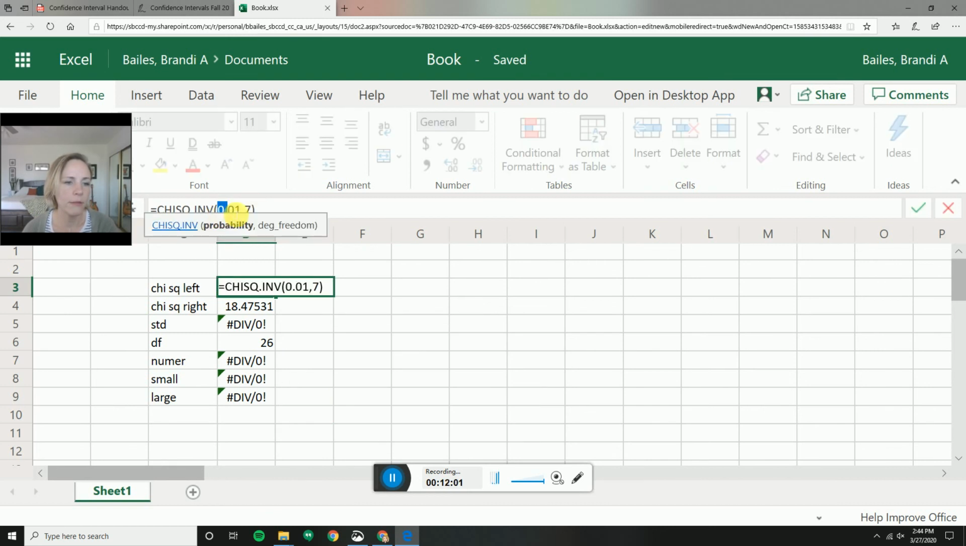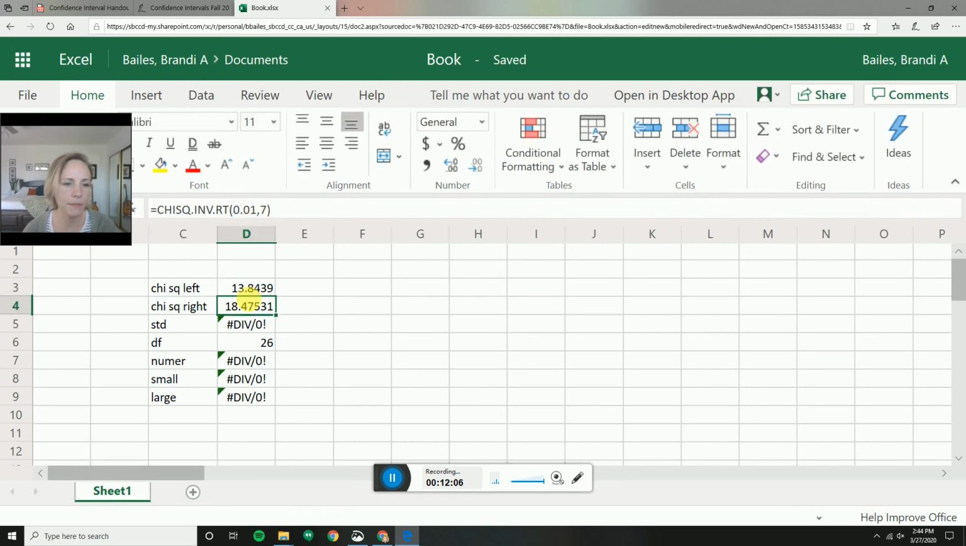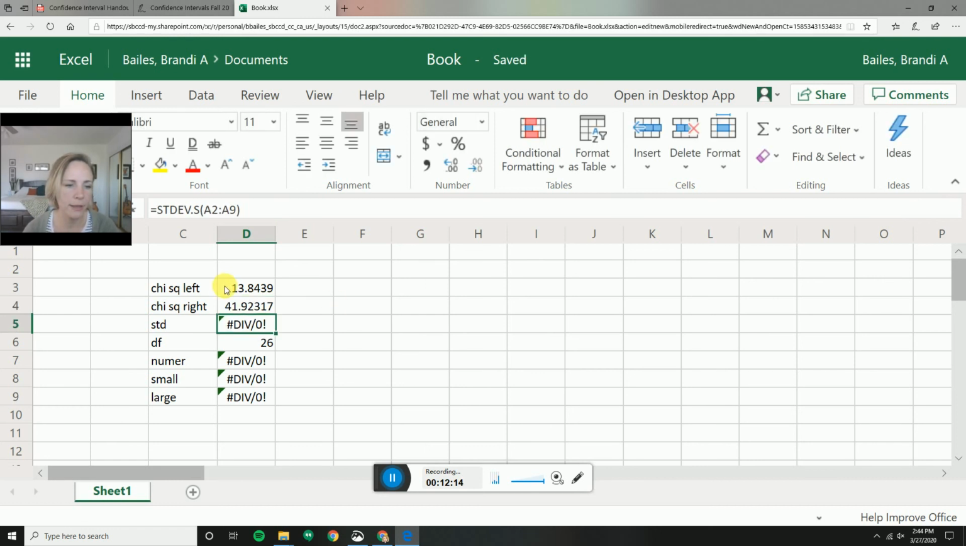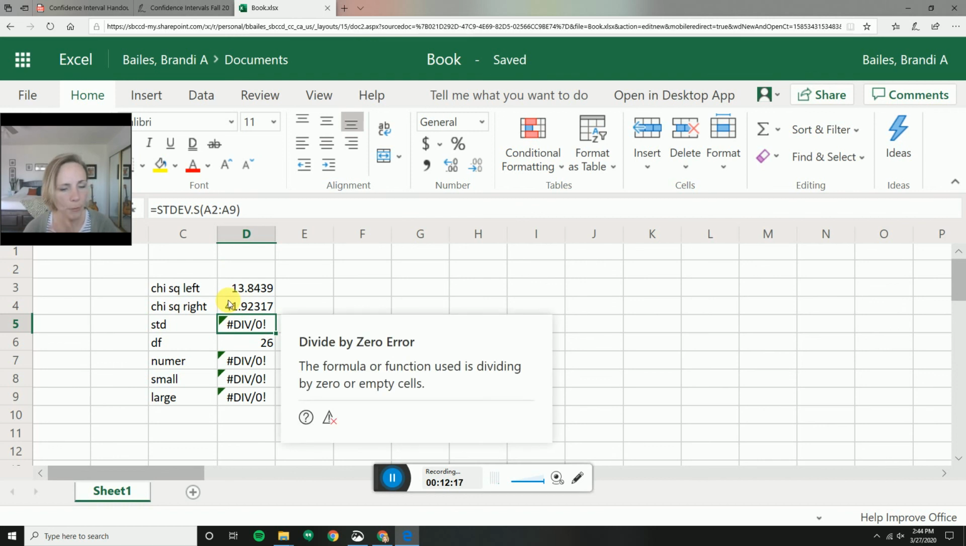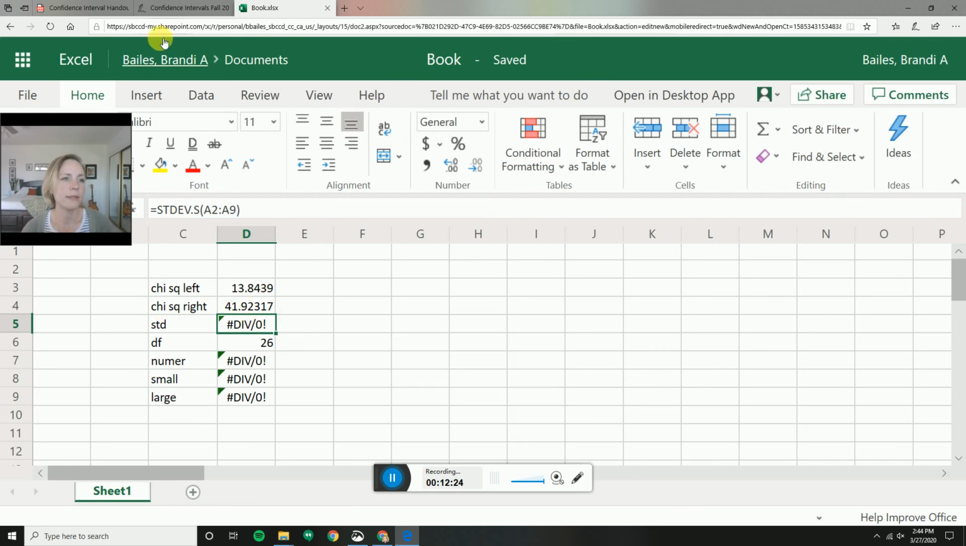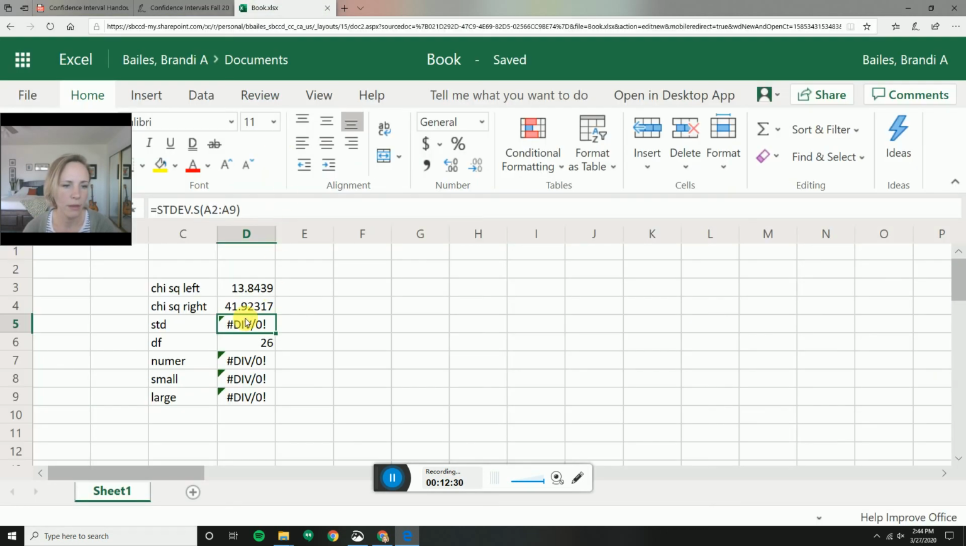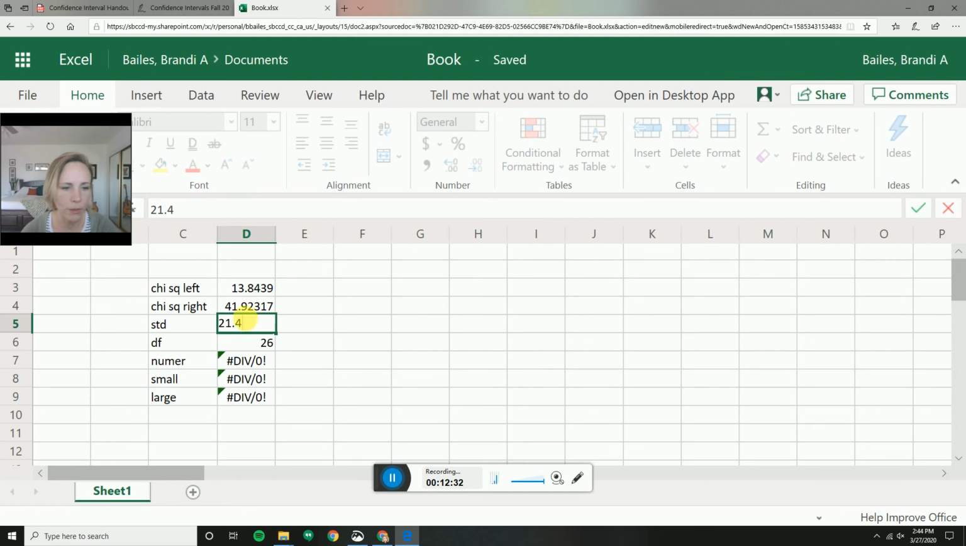So chi-squared on the left, I have now 0.025 and 26 instead of 7. Chi-squared on the right, I have 0.025, 26, and 27. And I can see that these two numbers surround 26. Remember, this distribution is not symmetric, so they won't surround it perfectly, but at least I have a number less than 26, and I have a number more than 26. The standard deviation from the problem was 21.4. Okay, and then I just have to go edit this numerator to use 26 instead of 7.